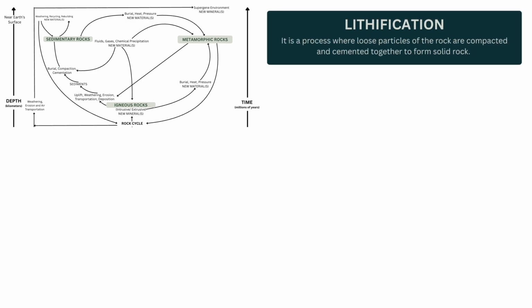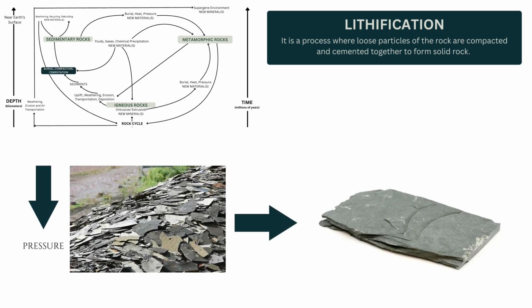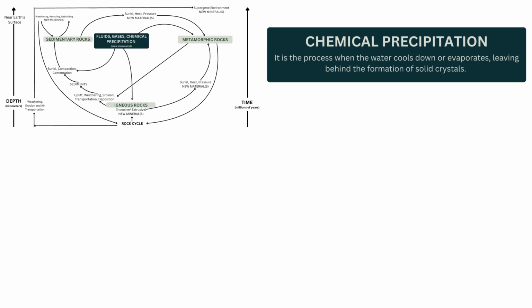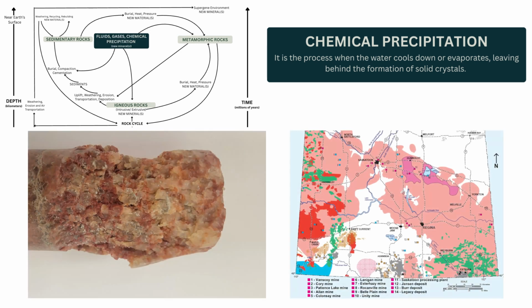When pressure is applied to sediments over a long period of time, the loose particles can be compacted and cemented together to form solid rock in a process known as lithification. If minerals are dissolved in water, they can precipitate. That is, they can come out of solution and form solid crystals when conditions change, such as when the water evaporates or cools. The potash deposits of Saskatchewan formed this way when an ancient ocean dried up and left behind layers of mineral salts as crystals.